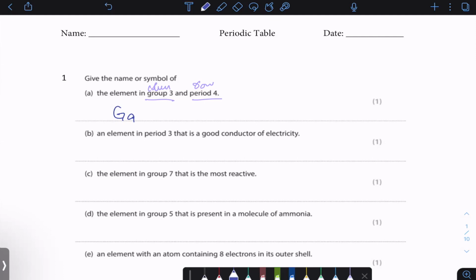An element in period 3 that is a good conductor. So good conductor means it's a metal, right? So in period 3 we have 3 metals: sodium, magnesium, aluminum. So you can write any one of these three. In fact, aluminum is the best in these.